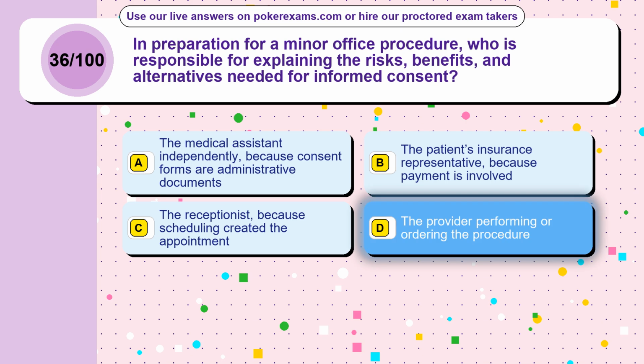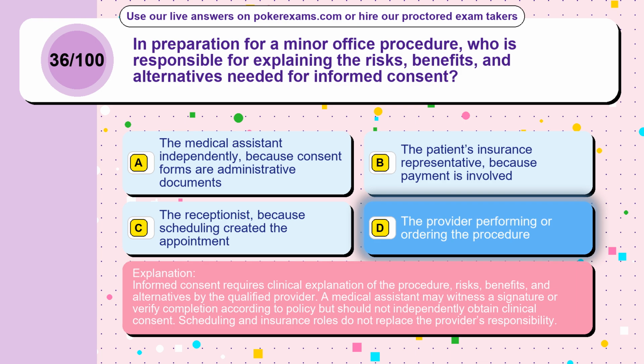The correct answer is option D, the provider performing or ordering the procedure. Informed consent requires clinical explanation of the procedure, risks, benefits, and alternatives by the qualified provider. A medical assistant may witness a signature or verify completion according to policy but should not independently obtain clinical consent. Scheduling and insurance roles do not replace the provider's responsibility.